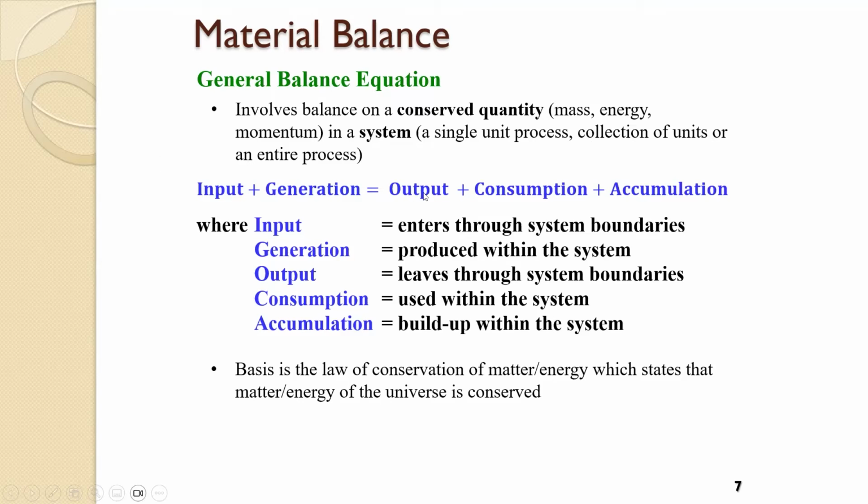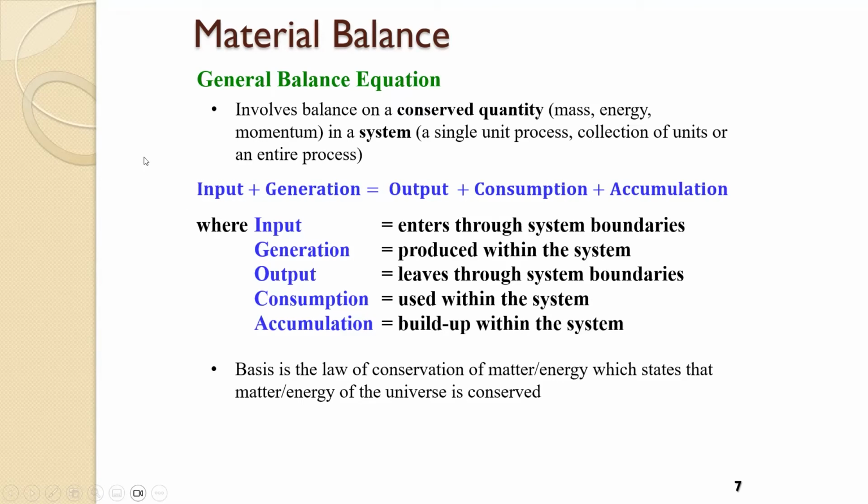This was what I said earlier. Look at the terms. Input plus generation equals output plus consumption plus accumulation. So you have to take note where they are placed, if they are placed on the reactant side or they're placed on the product side. So input enters through system boundaries. That's why it's on the reactant side.